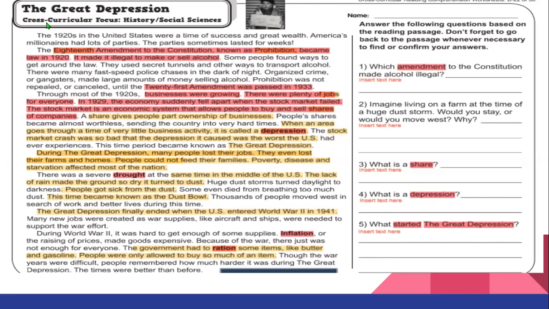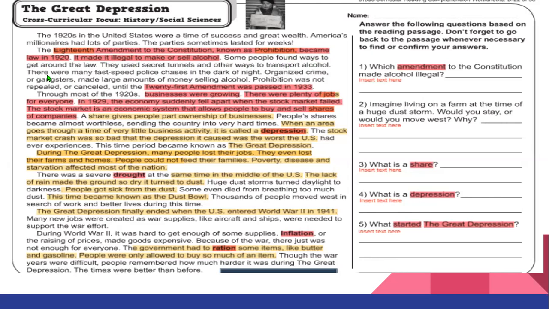The Great Depression, cross-curricular focus, history, social sciences. All right, the 1920s, so we're talking 100 years ago, right? The 1920s in the United States were a time of success and great wealth. America's millionaires had lots of parties. The parties sometimes lasted for weeks. The 18th Amendment to the Constitution, known as Prohibition, became law in 1920. It made it illegal to make or sell alcohol.